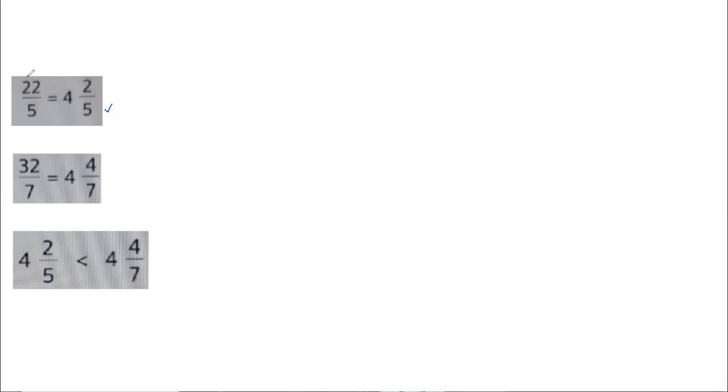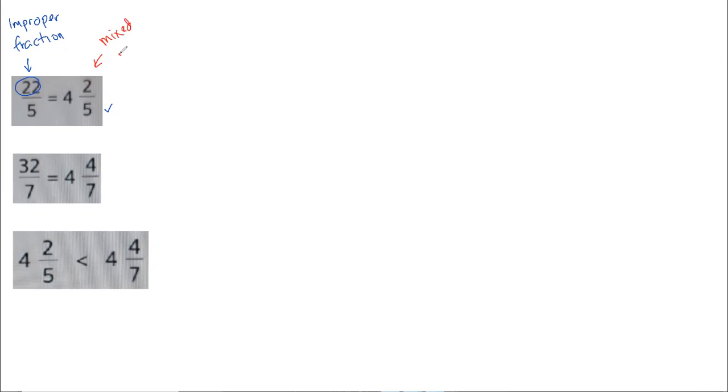So the left side is what you call an improper fraction. It's called improper because the numerator is greater than the denominator. So the number on top is bigger. The numerator is larger than the denominator. Now, the one on the other side is what you call a mixed number.